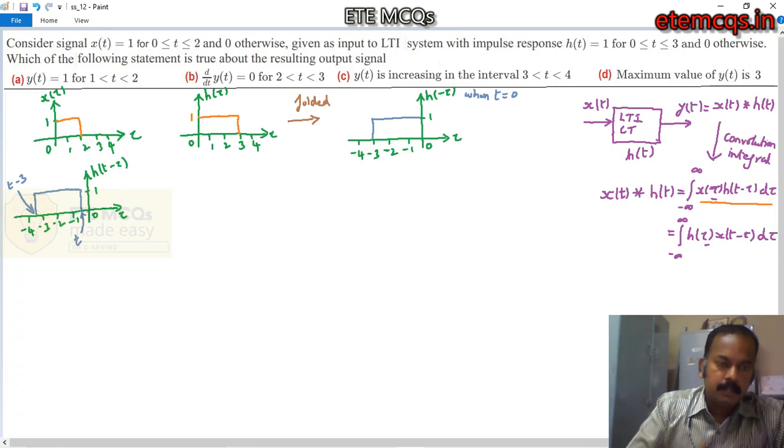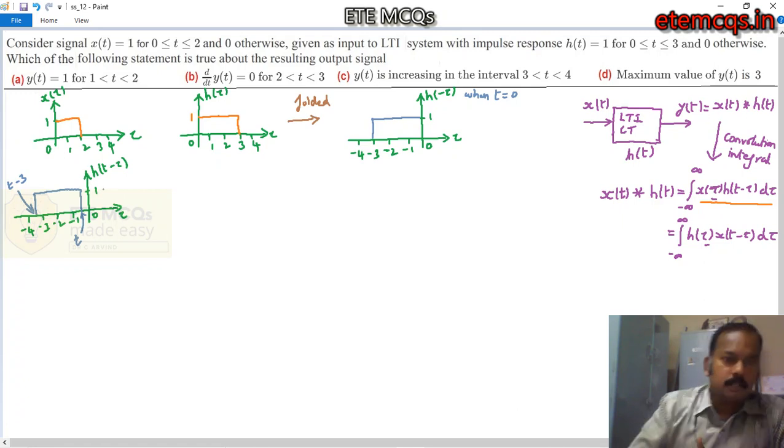It can be considered as the starting point of a signal. When we have x of tau into h of t minus tau, we just keep this x of tau intact, and allow h of t minus tau to roll over this particular x of tau. Based on the region of overlap, the output is produced. The area of overlap is nothing but your output. If there is no overlap, then the output is 0.